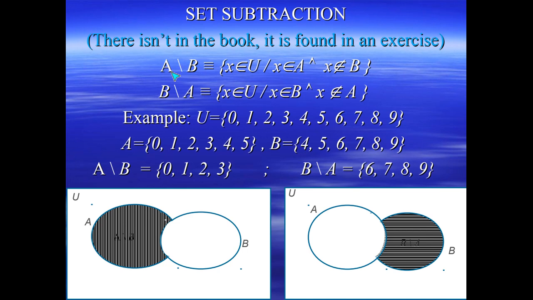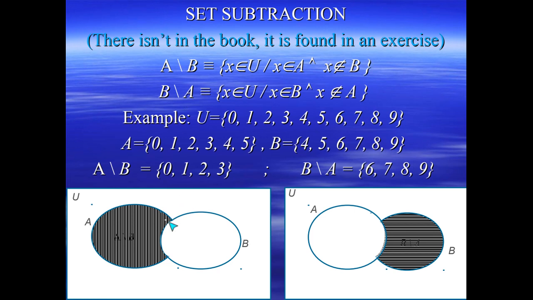It is read A minus B, I subtract B from A. And this is B minus A. This is read like this. But what does it mean? Their definition is like this. Those are elements of the universal set, X is an element of the universal set such that X is an element of A, but not an element of B.